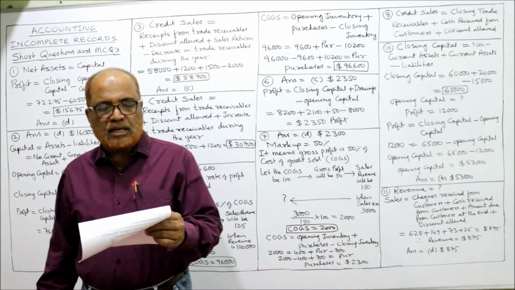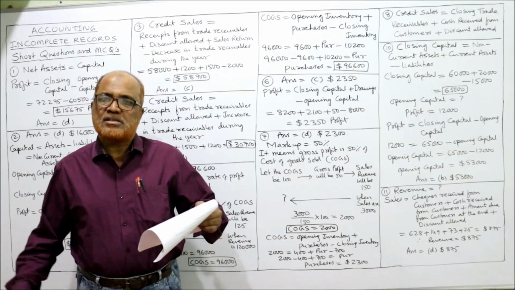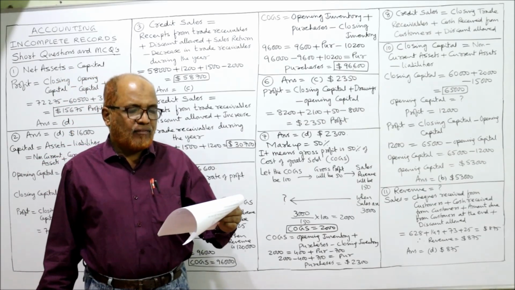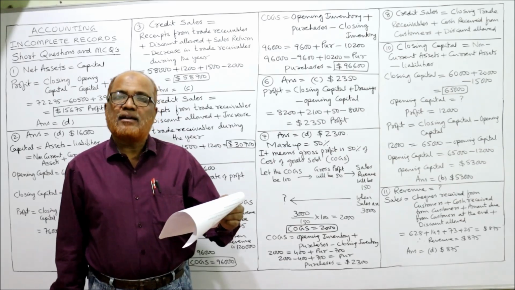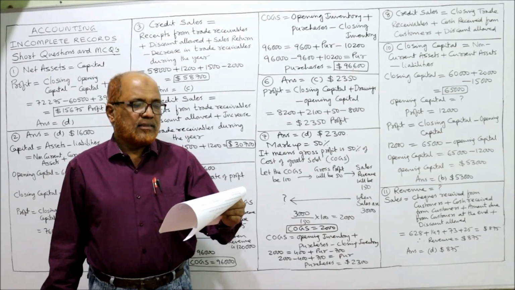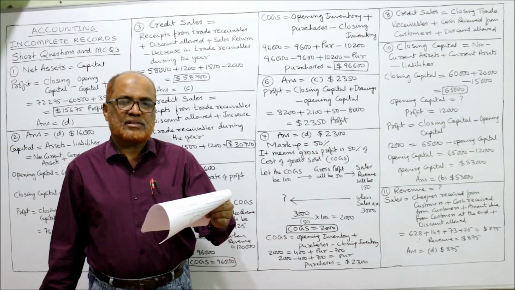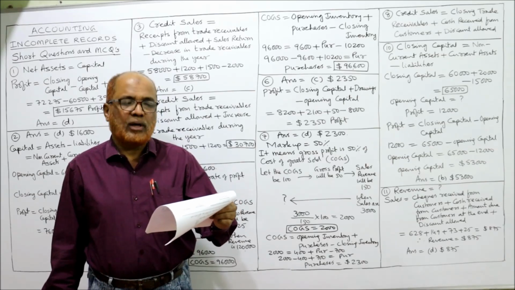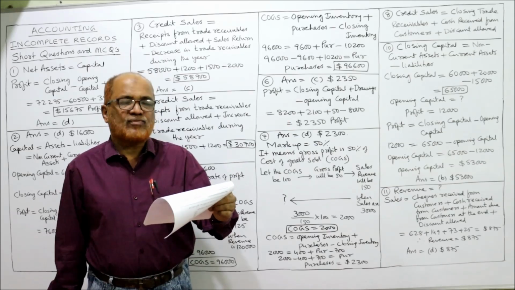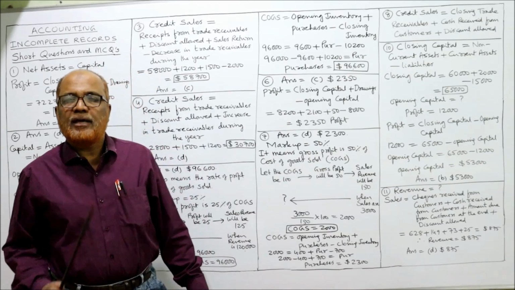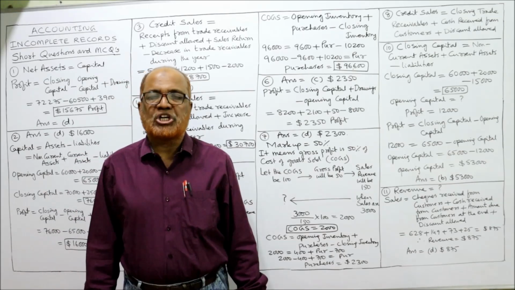Noor does not keep full accounting records, means incomplete records. She provided the following information at the end of the financial year. Decrease in trade receivables. Then receipts from trade receivables. Discount allowed. Sales return. What were the credit sales for the year? Now see here. Here you have to remember the equation.